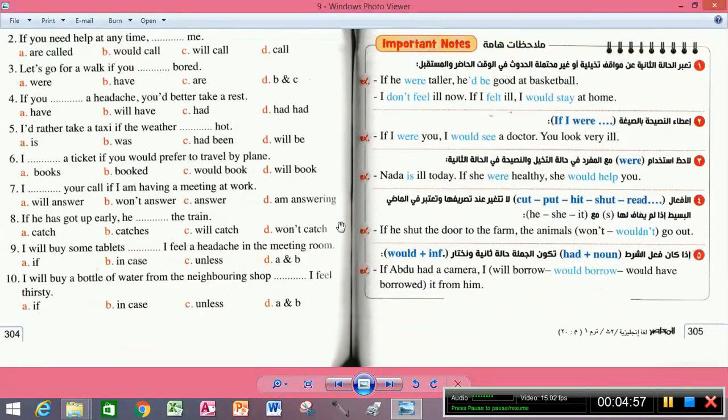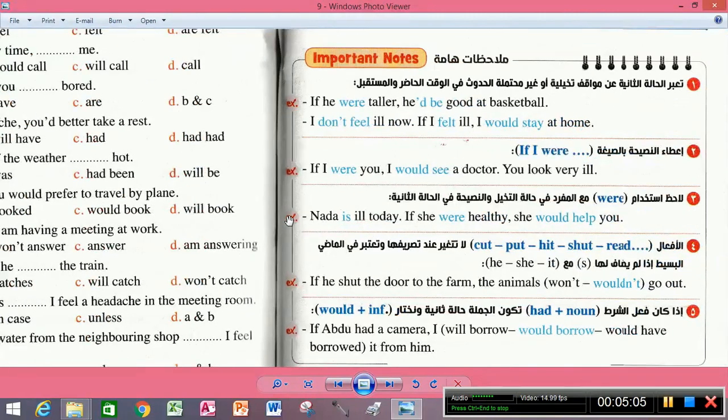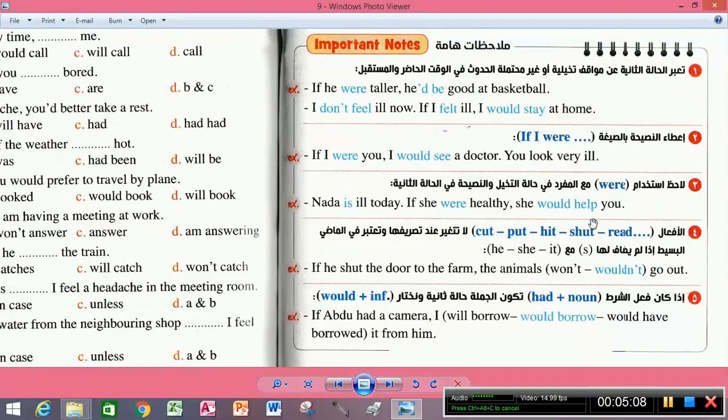If he were taller, he would be good at basketball. If he were, this is what? This is an imaginary situation. This is unlikely to happen. If I were you, this is advice. If she were healthy, she would help you. I'm imagining that she is now healthy, and this is advice. You can use it as advice or as an imaginary case.